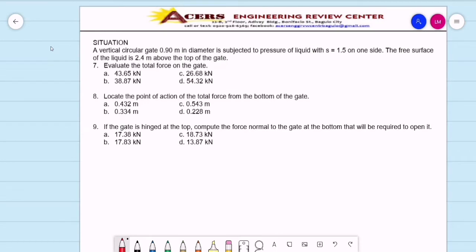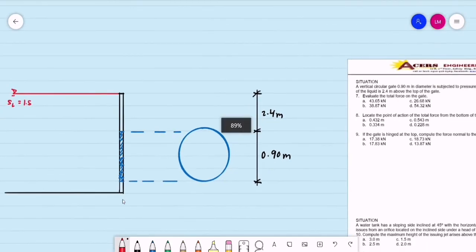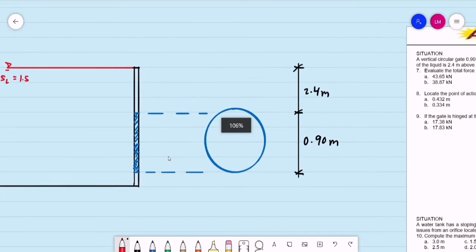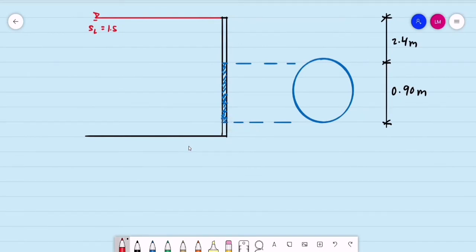Okay, problem number 7 to 9. A vertical circular gate 0.90 meter in diameter is subjected to pressure of liquid with specific gravity 1.5 on one side. The free surface of the liquid is 2.4 meters above the top of the gate. Okay, question number 7. Evaluate the total force on the gate. So ito yung illustration natin. So basically, how do we compute for the force, number 7, for submerged surfaces? Ito yung gamma h bar times the area.